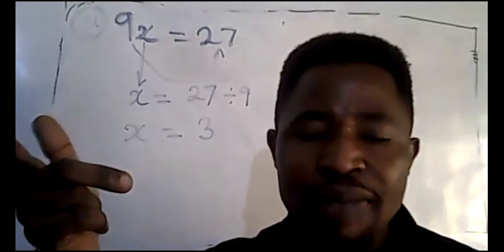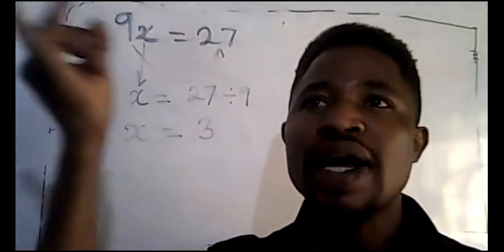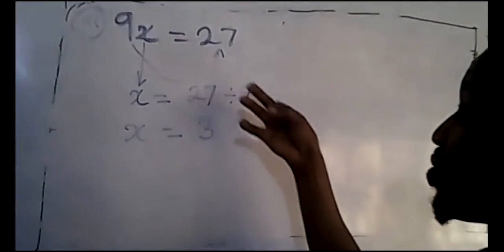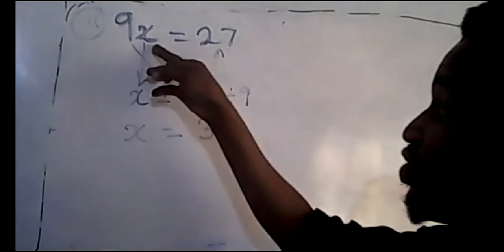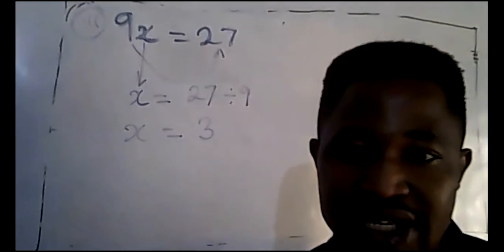Let me read my 9 multiplication table. 9 times 1, 9. 9 times 2, 18. 9 times 3, 27. Oh, 3. 9 times 3 is 27. Therefore, my x is 3. And that's how we got 3. Is that okay? Let's go to the next example.